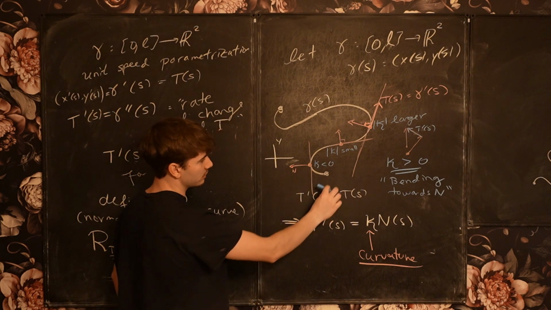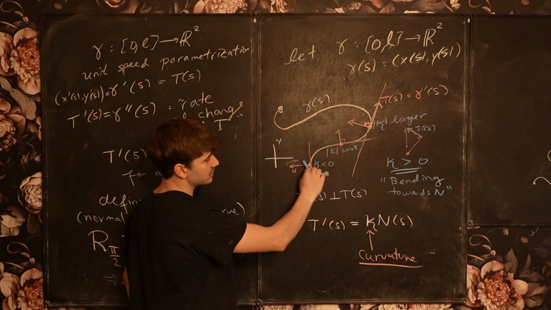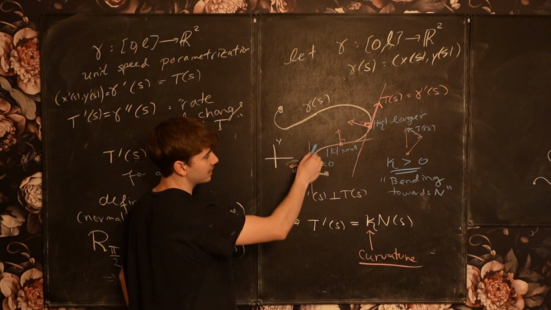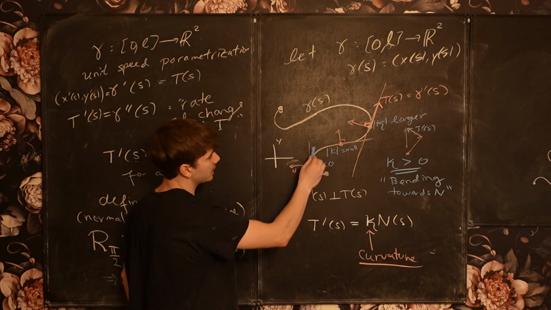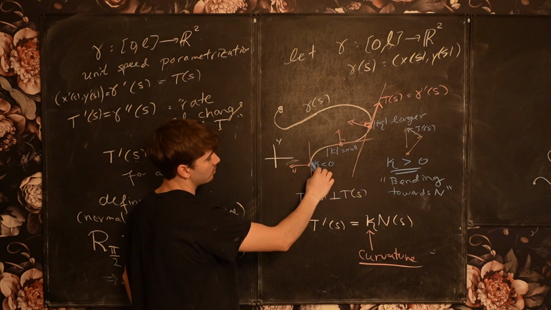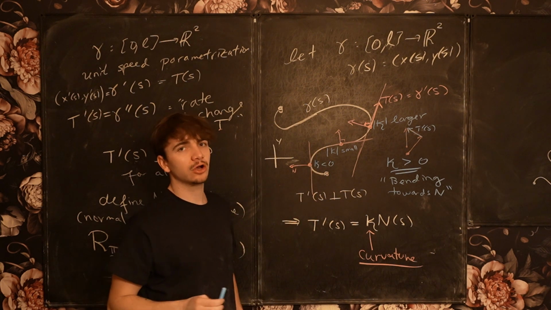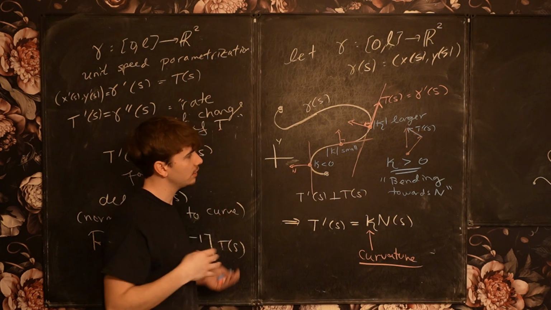And so it's still going to have a large magnitude at this place because it's bending quite strongly in this region, but it's bending away from the normal vector. So this is negative curvature, okay? Awesome.